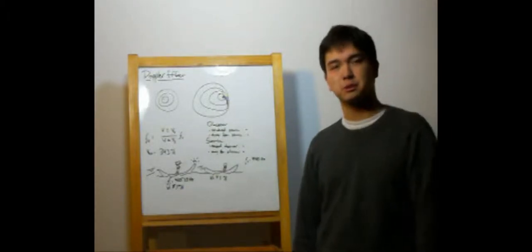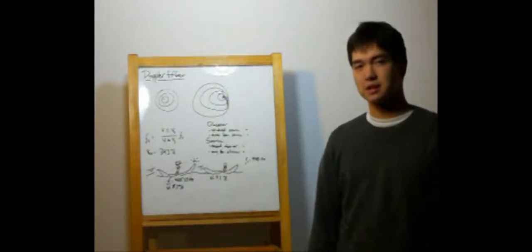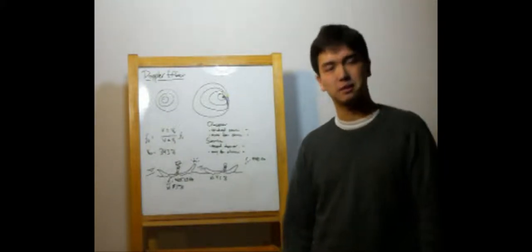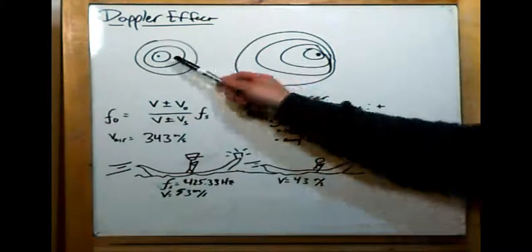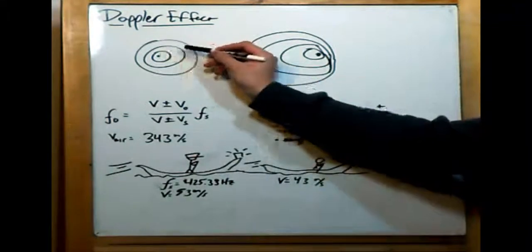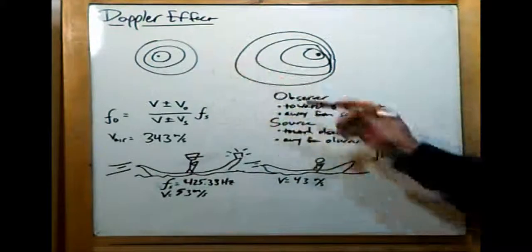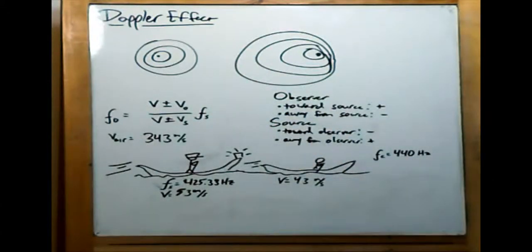The Doppler Effect explains why, as you hear a police car coming towards you, the siren sounds higher in pitch than when you hear the police car heading away from you. So here's what happens. If you have a stationary sound source like this one, the sound waves are going to be more or less equidistant from each other, moving outwards in a circular fashion. But what happens if that source is moving?